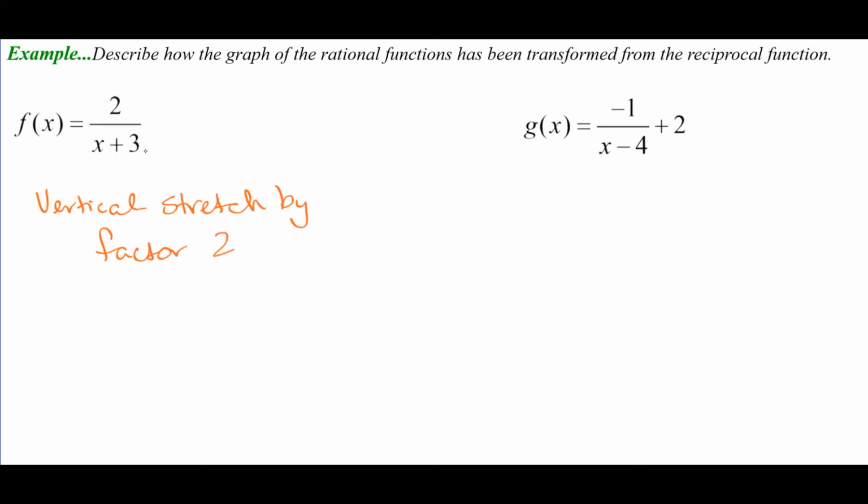And then in the denominator, I have x plus 3, so that's going to be my horizontal shift. Remember, we have to change the sign on that. So we're going to shift 3 units left.